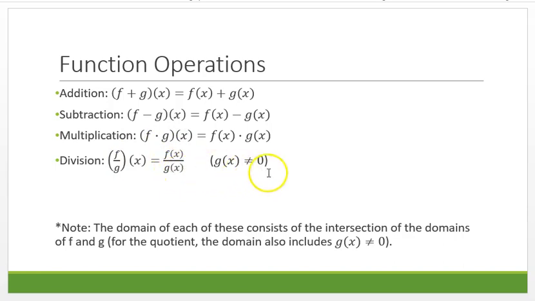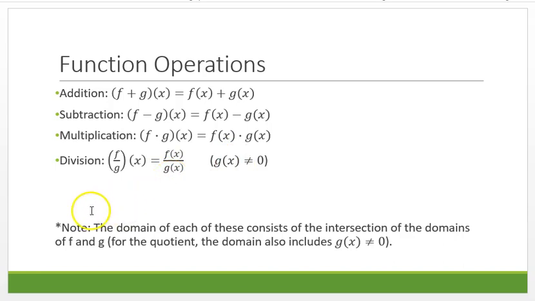I do have this separate comment over here that says g of x cannot equal 0. This is really just a reminder that you can't have 0 in the bottom of a fraction, because that would mean that you're dividing by 0, which is undefined. So there is a special restriction we have to consider for division that we don't have to worry about for the other ones, where g of x can't have any values to equal 0, or you would end up dividing by it.